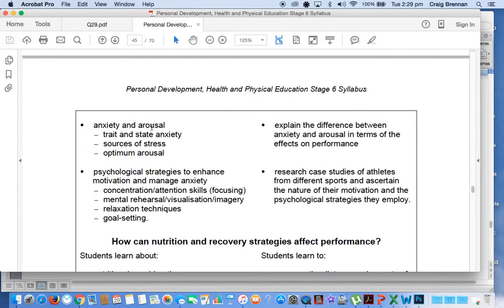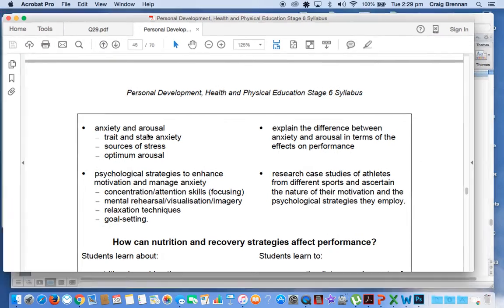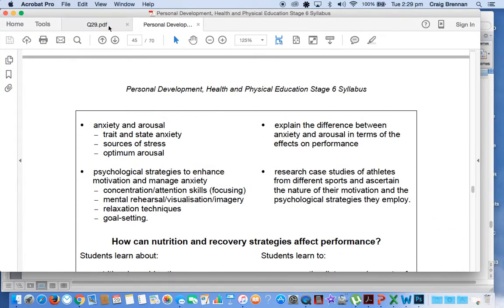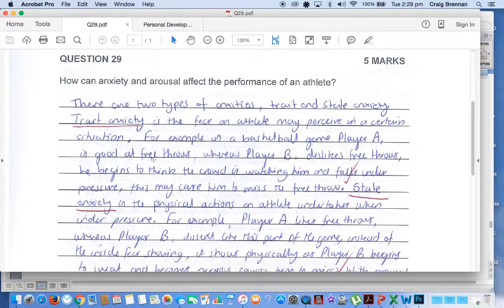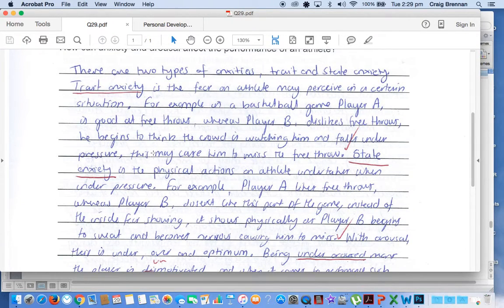So anxiety and arousal, and these are some of the areas that could have been mentioned, but the main part I was looking for was the difference between these two, anxiety and arousal. And I know some boys went through trait and state, which is very good. We'll have a look at a sample now. So this student goes through and he talks about, first of all, trait anxiety and then state anxiety.